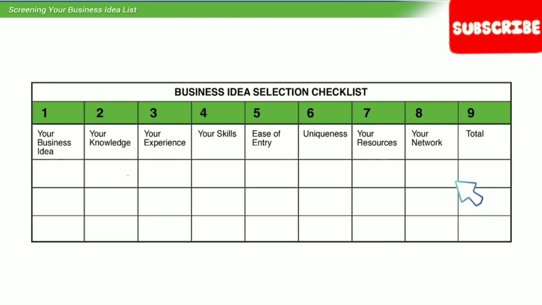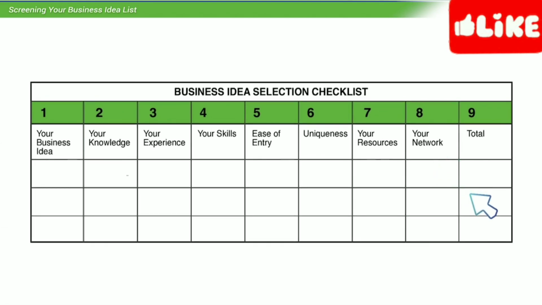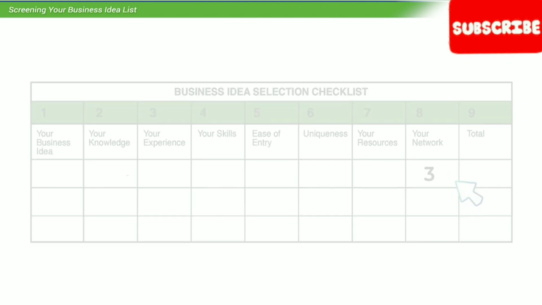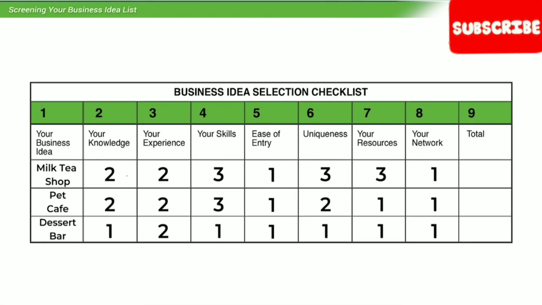In column 8, determine how rich of a network you have concerning the business idea. Write 0 if you have not established any network. 1 if you have few contacts relevant to the business, 2 if you have a limited network, and 3 if you have a well-established network. Once you have filled out all the other columns, you can now sum up the scores and write them in column 9.